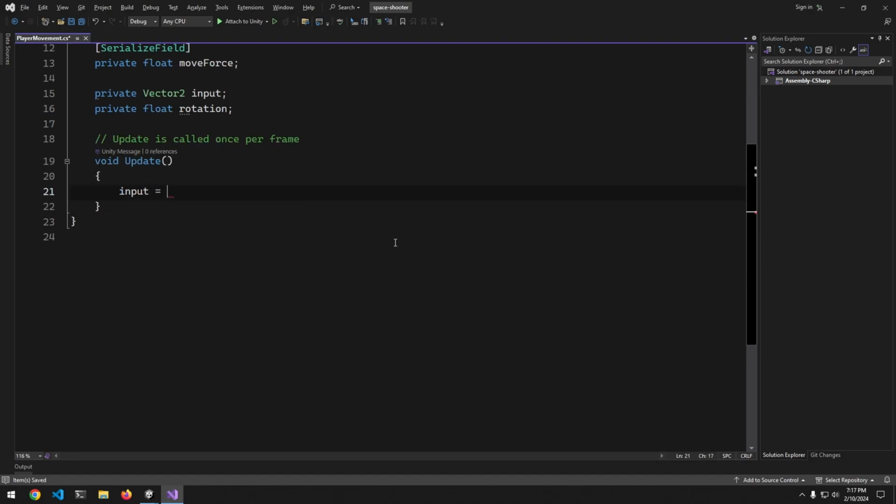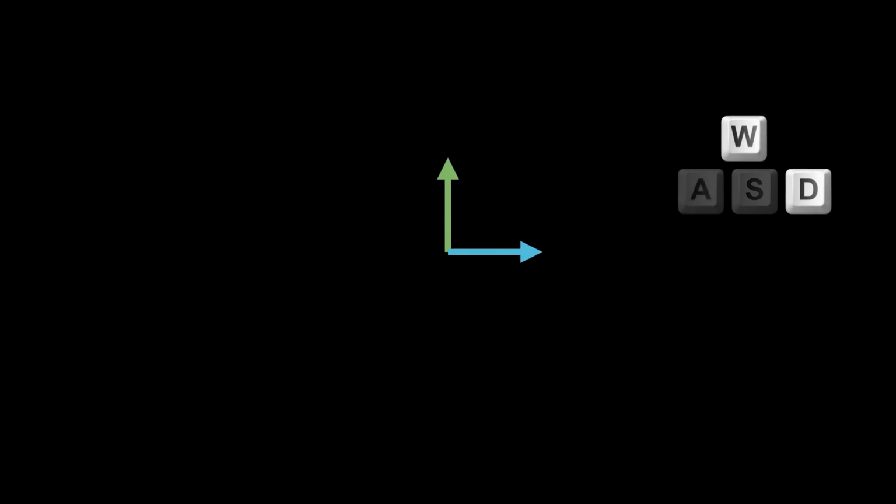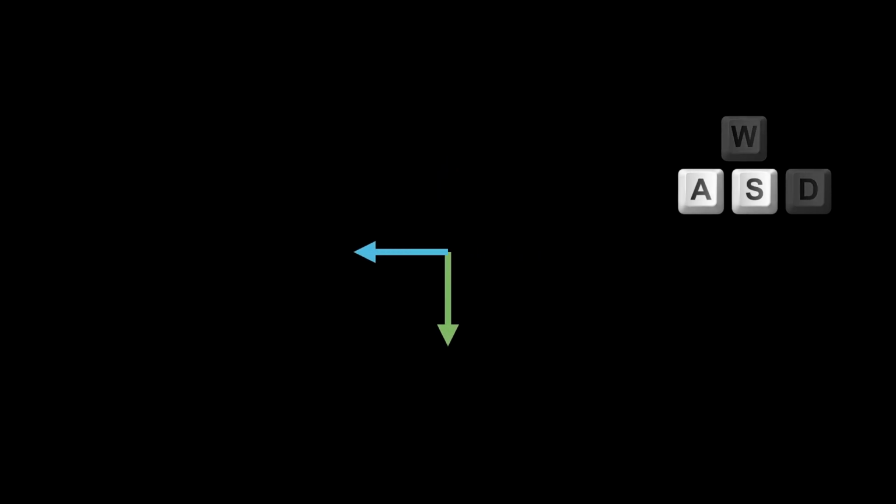And in the Update method, we can first set our input variable. We want to set it to the Vector2.up axis multiplied by our vertical input, plus the Vector2.right axis multiplied by our horizontal input. Here's a quick visual to explain why we're doing this. Vector2.up is simply a vector pointing up with a magnitude of 1. By multiplying it by our input, we can scale its magnitude by 1 or 0 when pressing the W or S key. Similarly, Vector2.right is a vector pointing to the right with a length of 1.